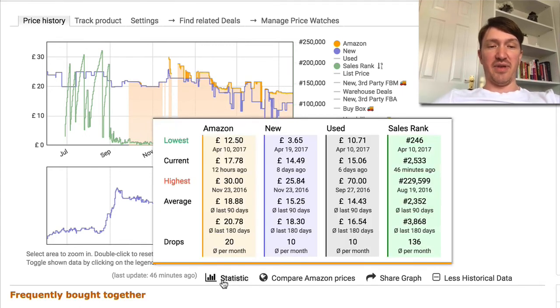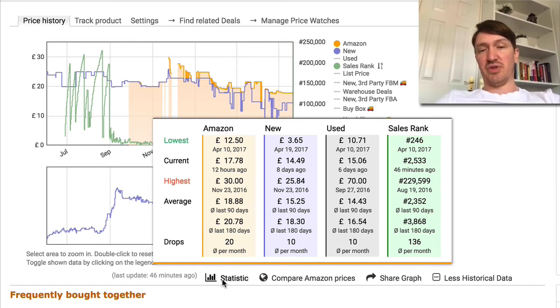This is a beautiful thing. So as you can see in the left-hand column, you've got lowest price, current price, highest price, average price, and drops on Amazon, all listed there for you. You've got the same with new and used and sales rank. So ignoring used for now, you can see the new price, the lowest new price it was ever listed at was £3.65. Now you've got to remember that's not forced to include postage and packing. It almost certainly doesn't include postage and packing.